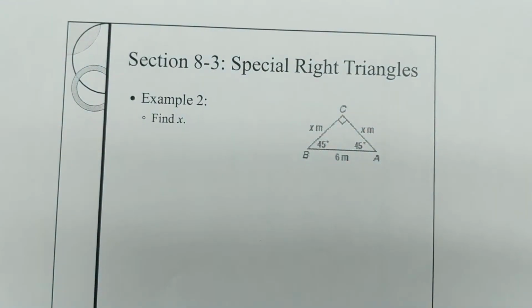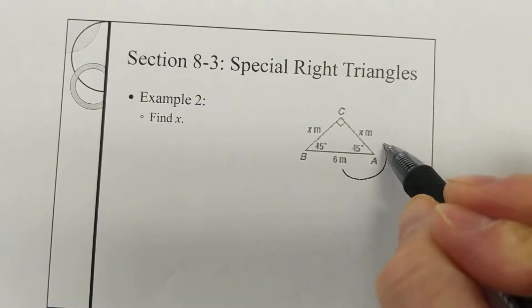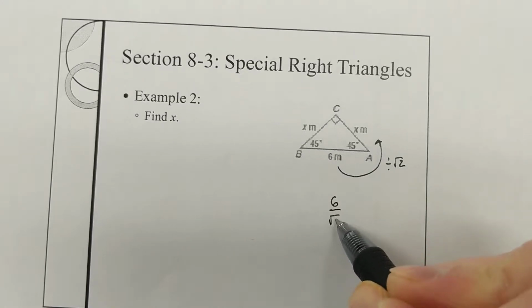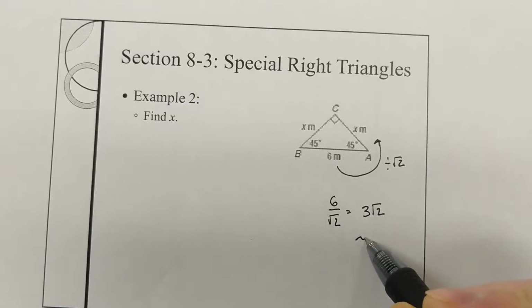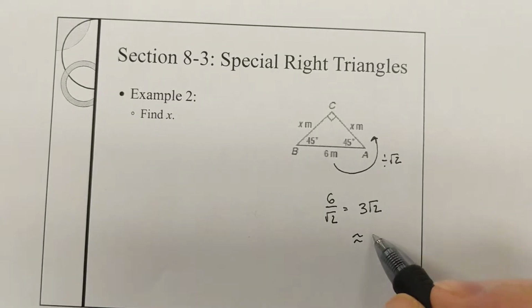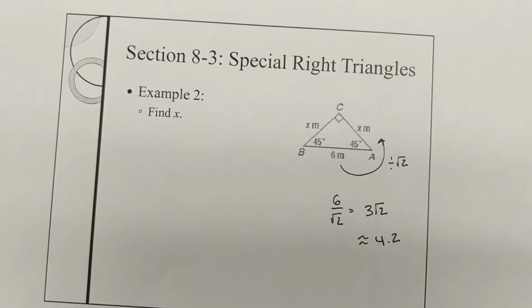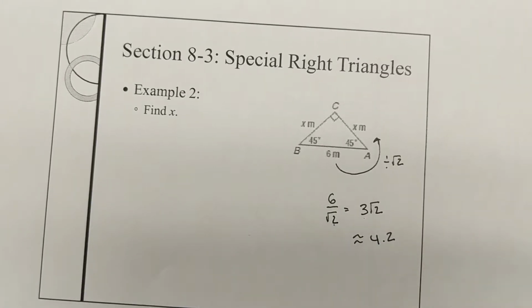So this one is just more of a standard triangle. So find the length of x, which is the leg. So I know the hypotenuse. So to go from hypotenuse to leg, I divide by root 2. So 6 divided by root 2 is actually 3 root 2. Or if you go on your calculator, 3 root 2 is about 4.2. That's your answer. If you want to leave the radical, when you divide by root 2, you divide that number in half, and then you get a root 2 at the end.